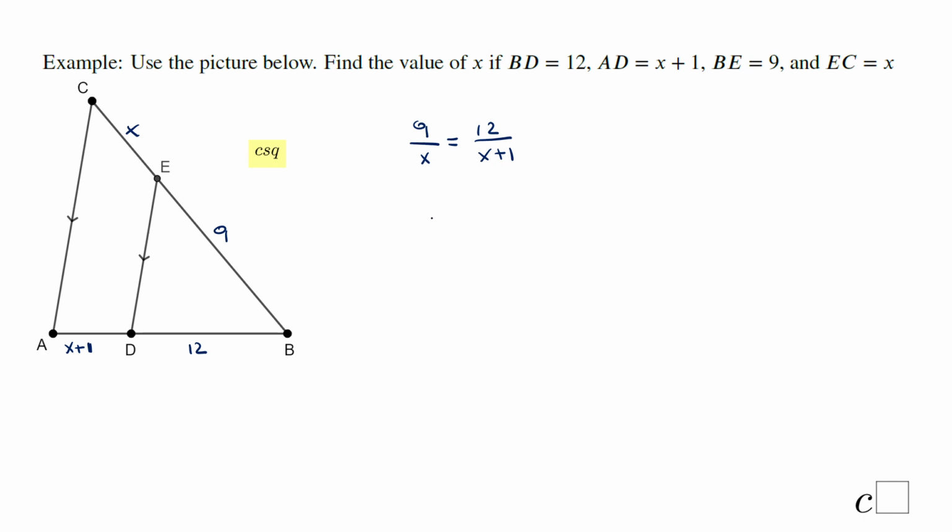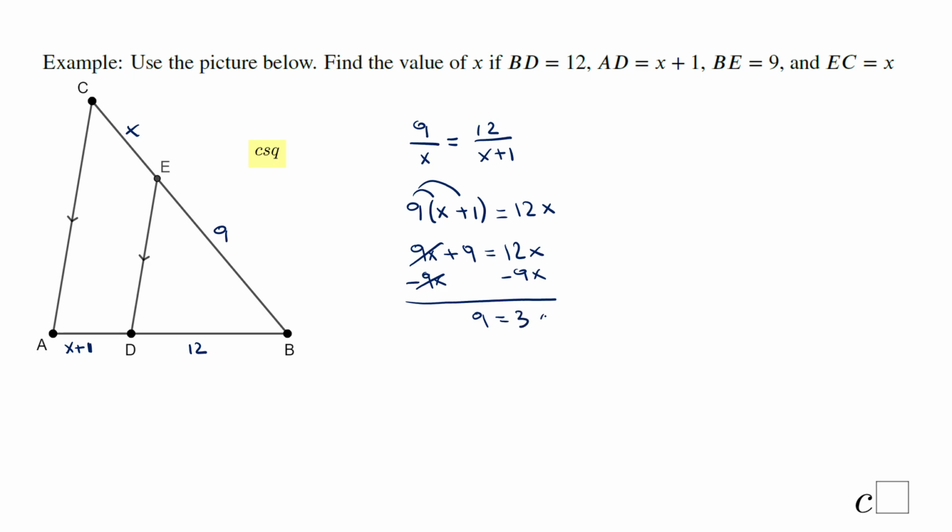Okay, so now we're going to do the cross multiplication. 9 times the quantity x plus 1 equals x times 12, or 12 times x. We can use the distributive property here, and we have 9x plus 9 equals 12x. I think the best way here is to subtract 9x, and we have here 9 equals 3x, and divide by 3.